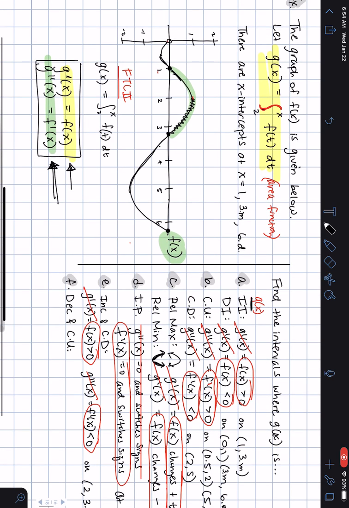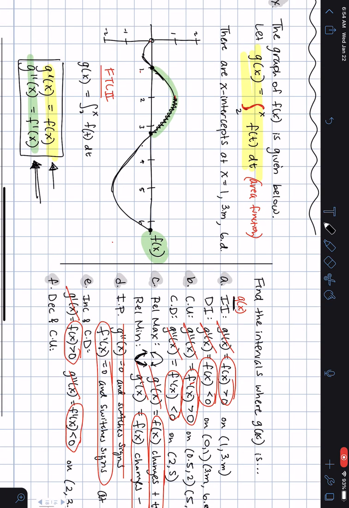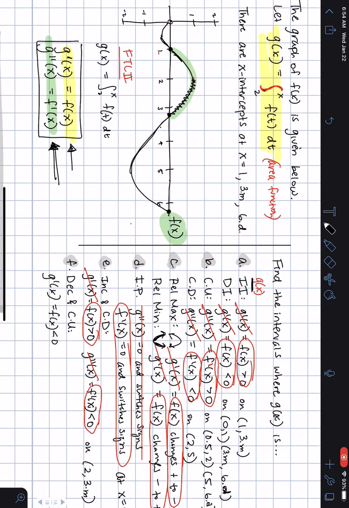Try the next one yourself. Start with your explanation. So decreasing means g prime of x, which is f of x, is less than 0. And then concave up for g means its double derivative, which is the first derivative of f, should be greater than 0. Circle what matters, cross out what doesn't.